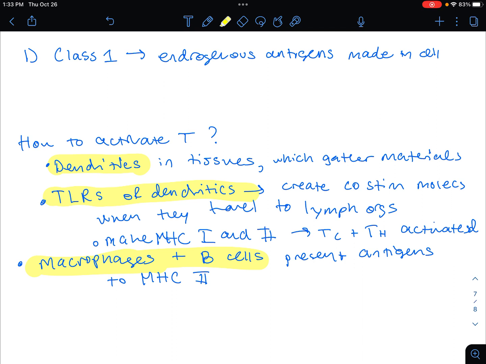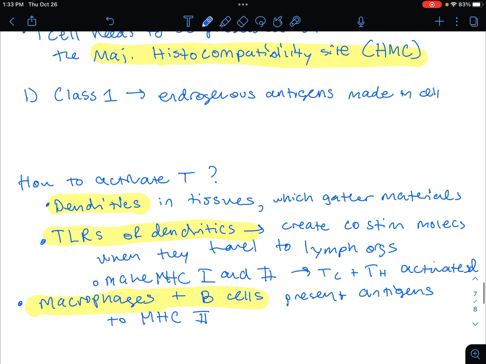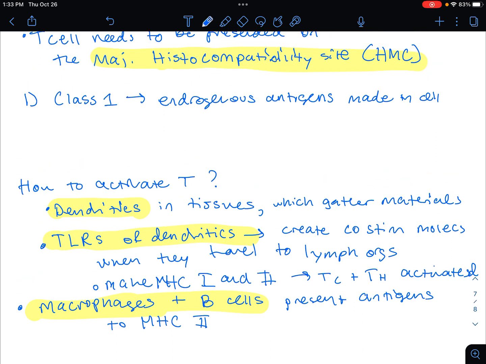Could you go back 2 slides, please? Class 2. So exogenous. So then exogenous. So it's taken up. It's not made within. Okay. No. It's taking up antigen. Okay. Yeah.